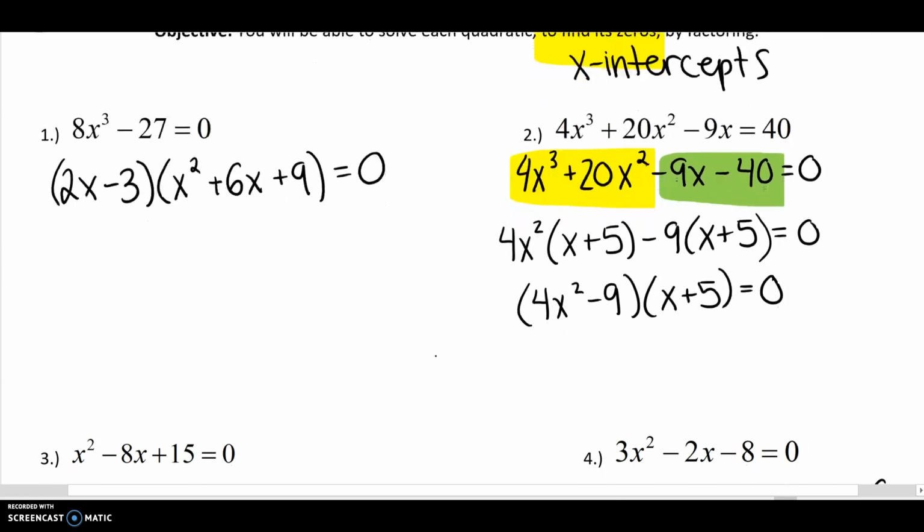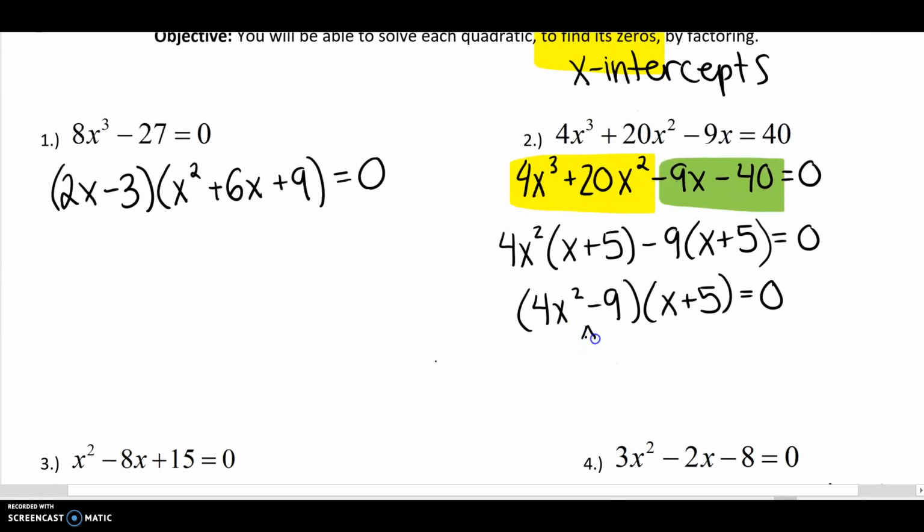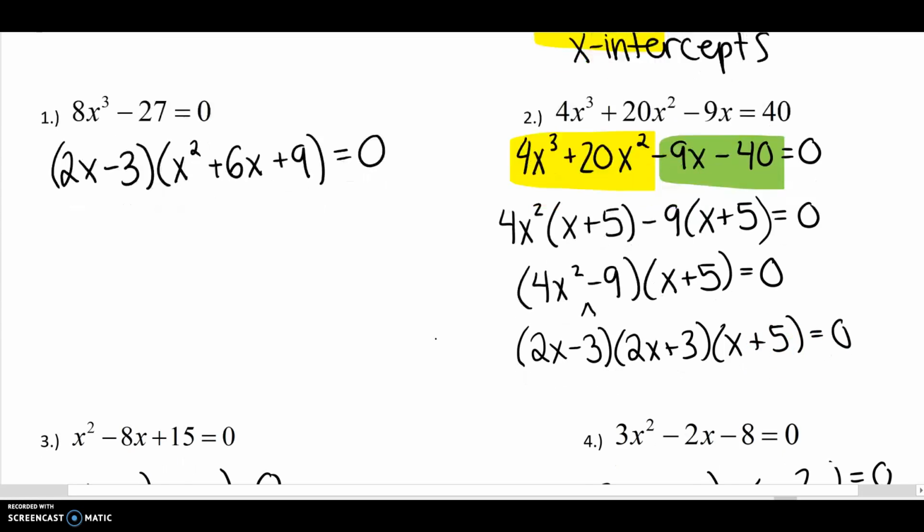If you got this far, one of the most common mistakes is not to factor completely, so I wanted to leave this to do with you. Since this one is a quadratic, it's got a square, this one can actually be factored further. This is a difference of 2 squares, because 4x squared and 9 are both perfect squares. So this factors into 2x minus 3 and 2x plus 3. Okay, so I can then rewrite it like so.